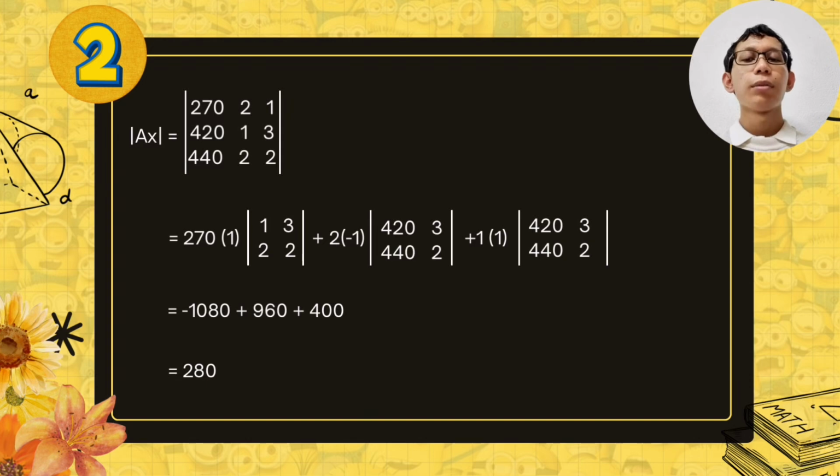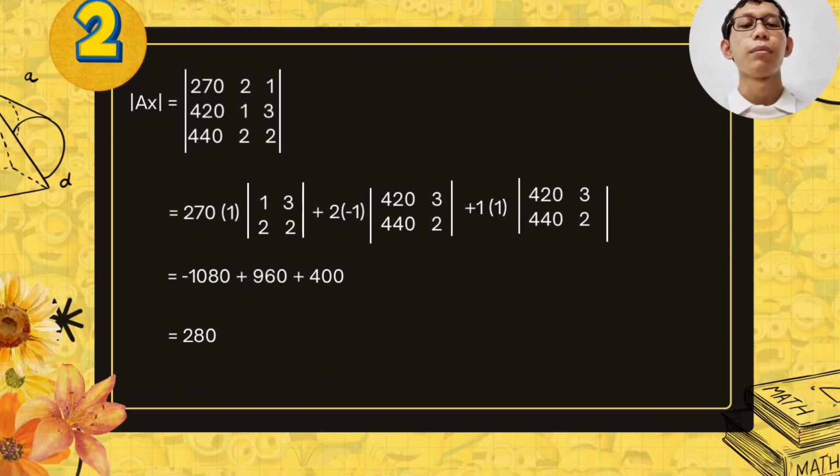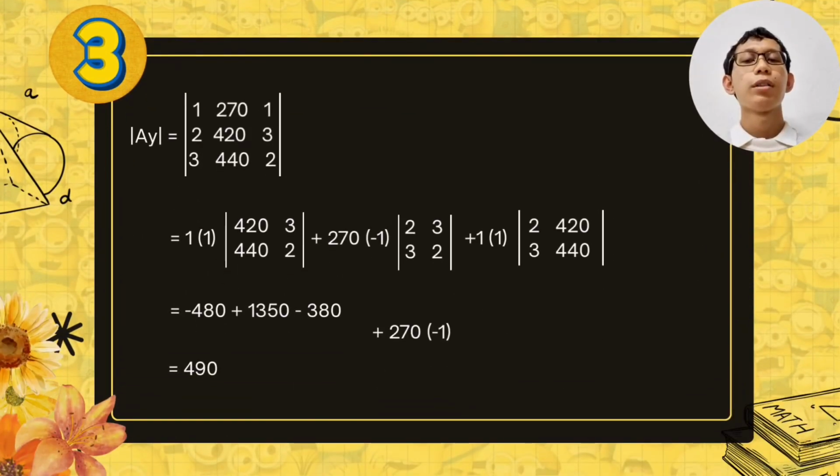Next, we will multiply element A12, which is 2, with its minor by deleting the first row and second column to get its determinant. And lastly, we will multiply element A13, which is 1, with its minor by deleting the first row and third column to get its determinant. Then we sum the three determinants to get determinant AX, which equals 280. After that, we will need to find determinant AY.